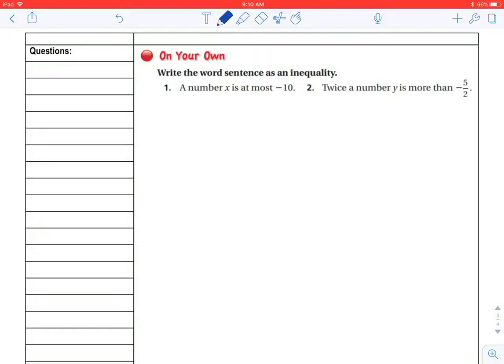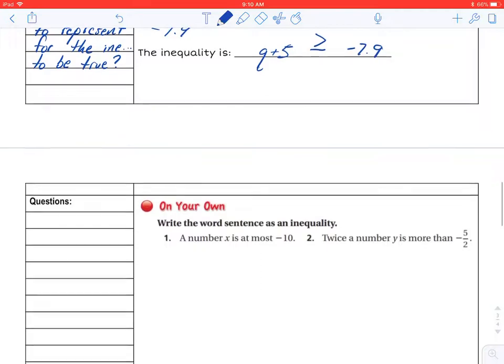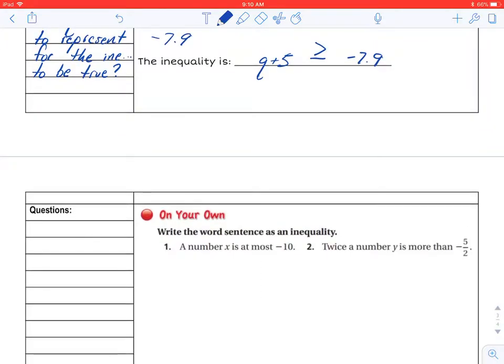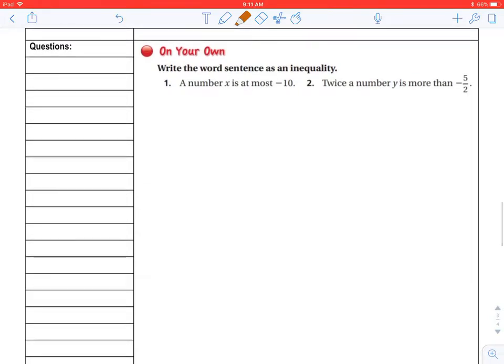So for number one, a number x is at most -10. Now, if you remember the lesson from yesterday, we are breaking these sentences up into three separate parts because an inequality, which is what we're working on, an inequality such as this example here up top is going to have three parts. It's going to have the expression on the left side, expression on the right side, and then the symbol in the middle that's going to tell us how these two expressions compare. So inequalities are a comparison between two separate expressions.